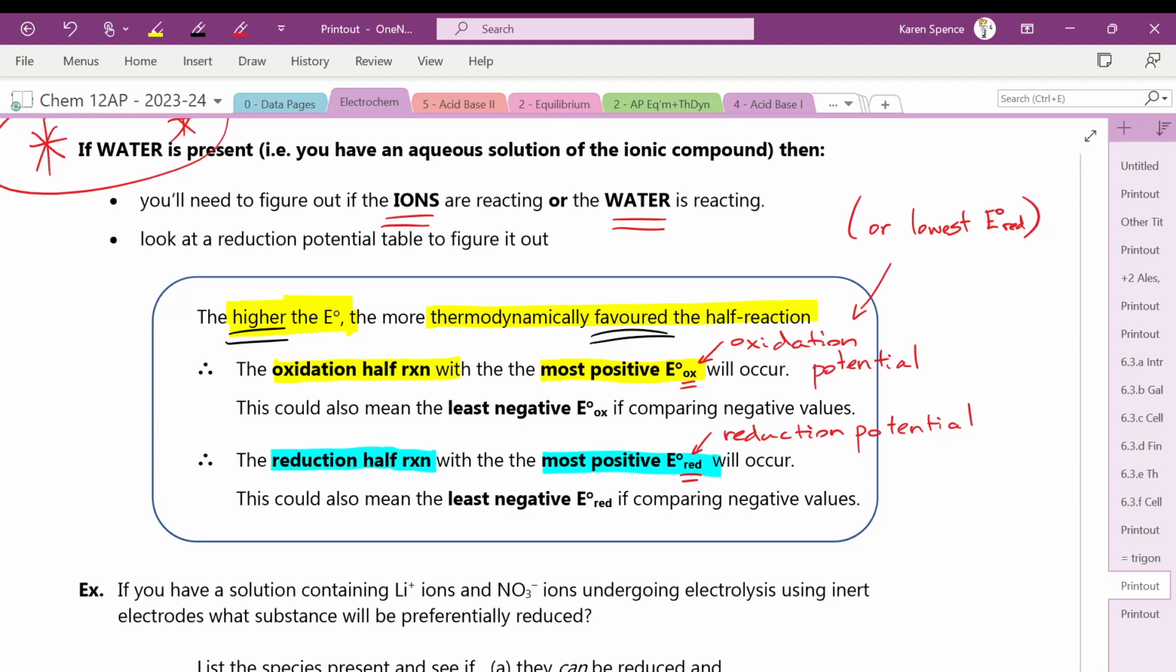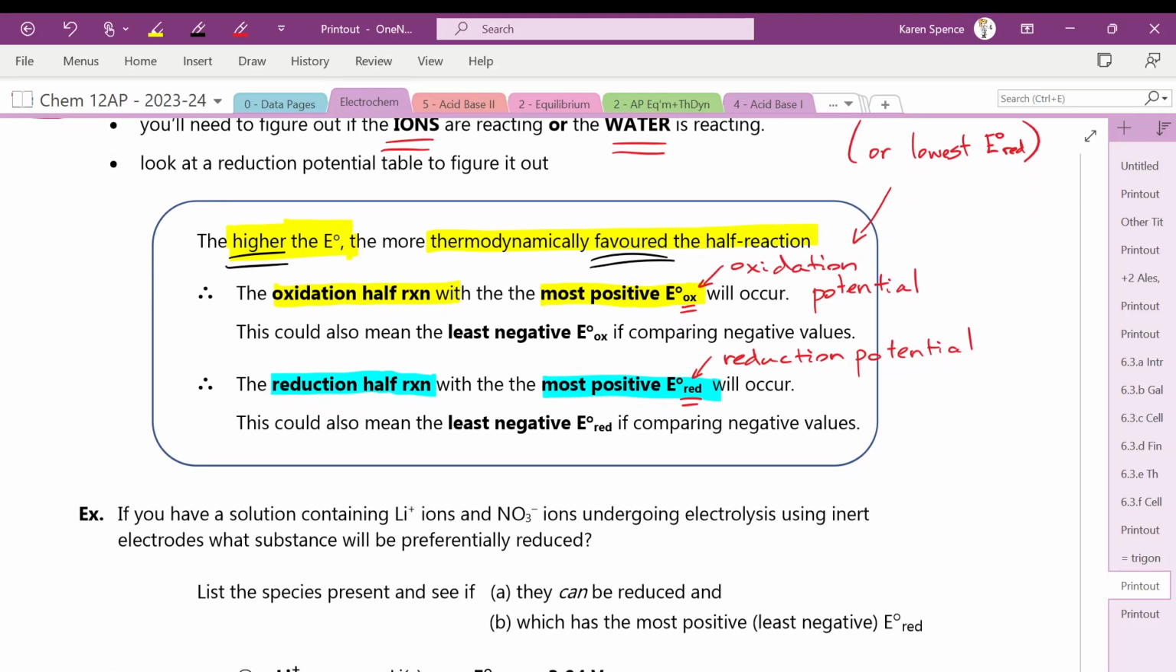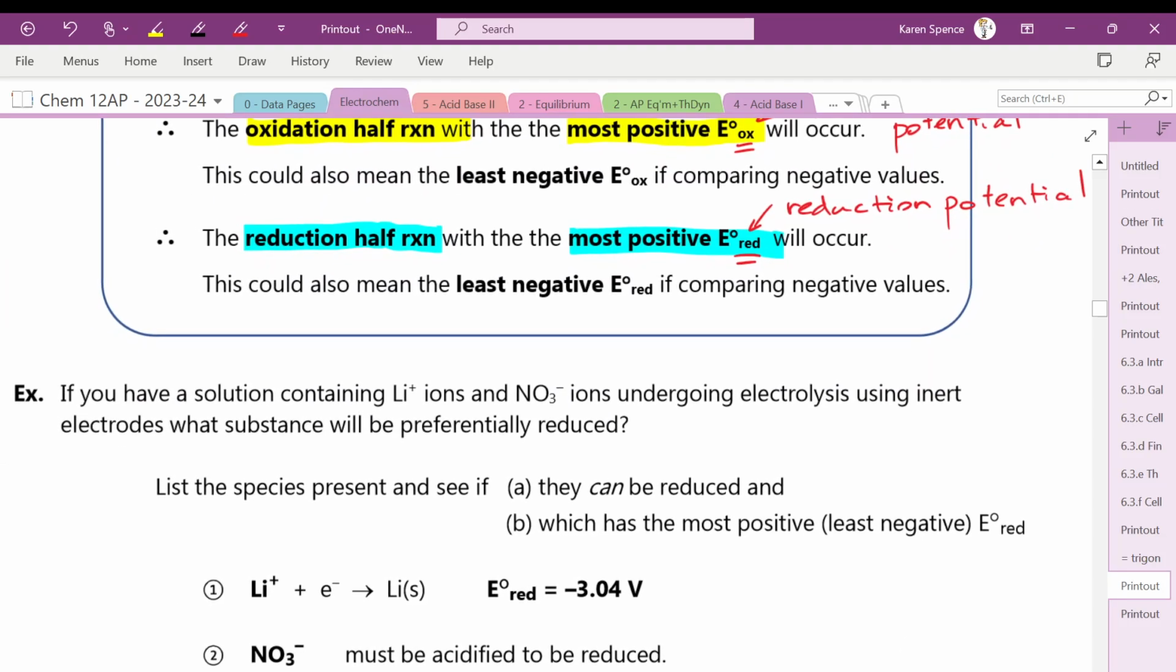So basically what you have to do, let's take a look at our example here. If you have a solution that contains lithium ions and nitrate ions, and we are using inert electrodes, what does that tell you about the electrodes? They're unreactive, so you don't actually have to worry about the electrodes reacting, okay? So you can just ignore the electrodes, which is kind of nice. There will be cases where you can't.